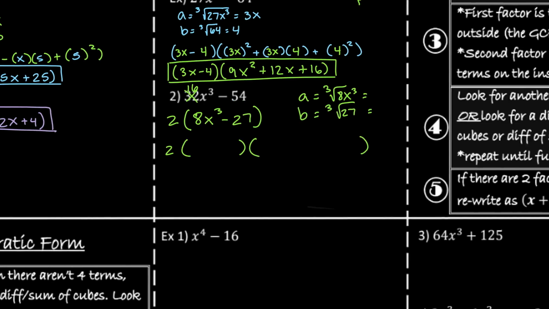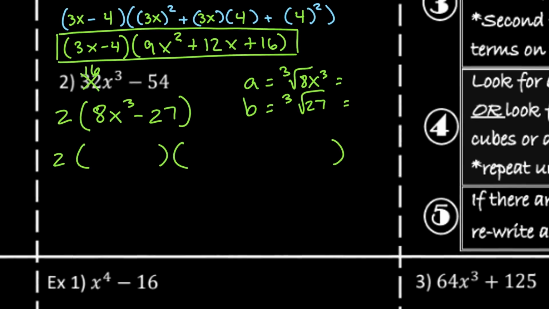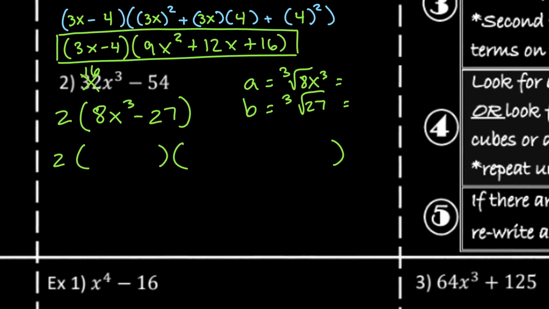So then, over here, what was our a value? 2x, and our b value? 3. So, our formula says, what comes first? Good. 2x minus 3, and then? 4x squared plus 6x plus 9. Anyone need me to explain how we got that?